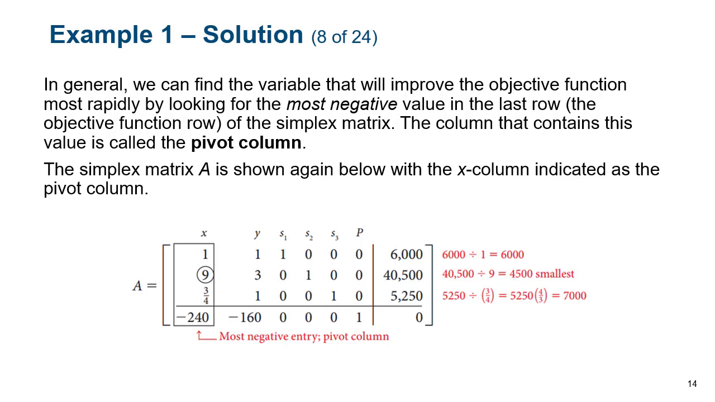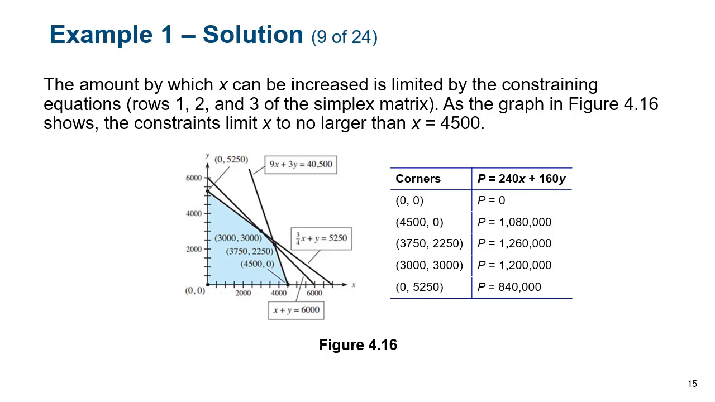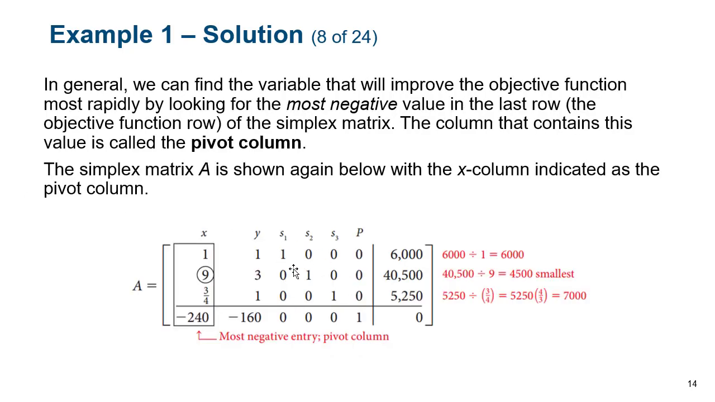And so our simplex matrix, we're going to call it A, is shown below with the x column highlighted, boxed out, showing that that's going to be our pivot column. The next thing to think about is that now we've identified x as being the most bang for our buck, the most powerful increase we can get per unit. But we also have to think about how much it's limited, and it's limited by the constraining equations, right? The equations 1 through 3 in our matrix. These first three, those are all the constraints.